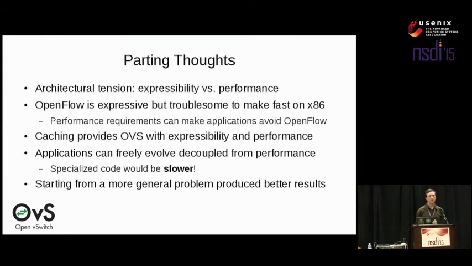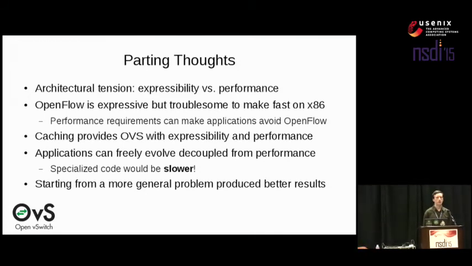And that means that if you have high performance requirements, that might make applications avoid using OpenFlow to implement them. And as I've shown today, the caching at multiple levels allows OVS to resolve this conflict between expressibility and performance. We can make even these quite expensive series of flow tables implemented efficiently. And this allows the applications that run on it, NSX and NVP and others, to run fast. And in fact, the specialized versions of them would likely be slower.